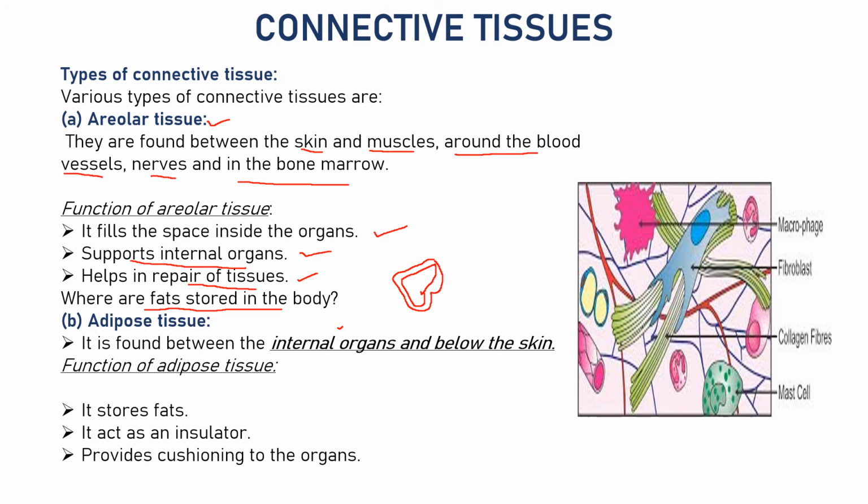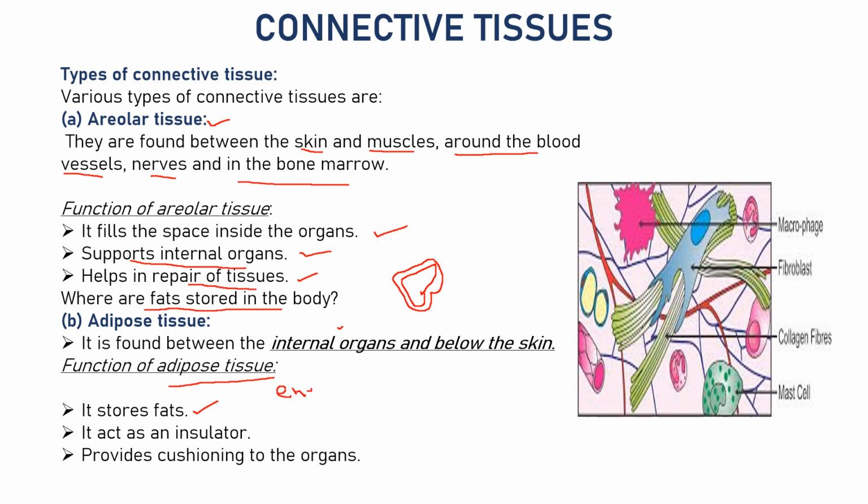There are some special places in your body where the fat usually gets deposited, right? So where is it deposited? It is deposited in the adipose tissue. Now, what is the function of adipose tissue? It stores fat. Why is it required to store fat? Because we know that fat is a source of energy, right?